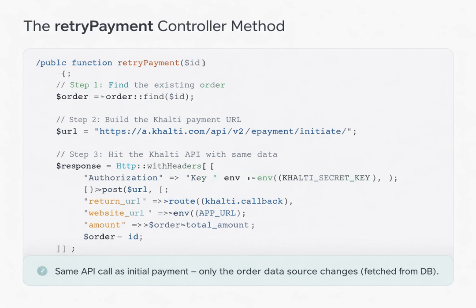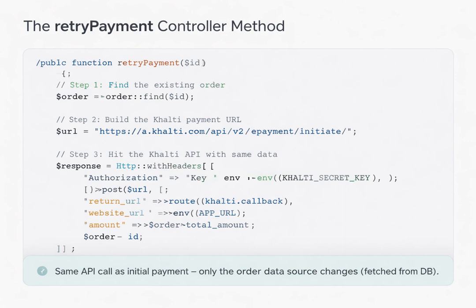Here's what the retry payment controller method looks like. The method receives the order ID from the URL. First, it finds the existing order from the database using that ID. Then, and this is the key insight, it makes the exact same API call to Culti that was made during the original checkout. The URL is the same Culti endpoint, the authorization header with the secret key is the same, the return URL, the Culti callback, is the same. The amount comes from the order's total amount stored in the database. The purchase order ID is the same order ID. Everything is identical to the original payment initiation.